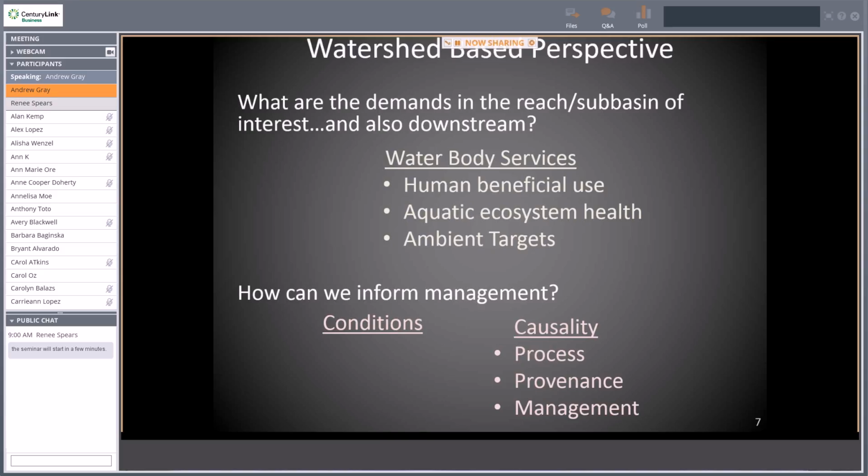And so the question then becomes, how can we inform management through investigations into sediment dynamics of these systems? And one way, of course, through monitoring, we can take snapshots or characterize the conditions within the streams. But I think more importantly, we can also get at causality and start to approach understanding the processes that are contributing sediment to these channels, controlling their composition, which ultimately gets at looking at provenance as well. And those are the sorts of things that can be really powerful in terms of informing management.